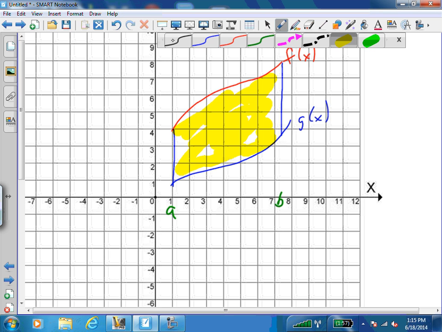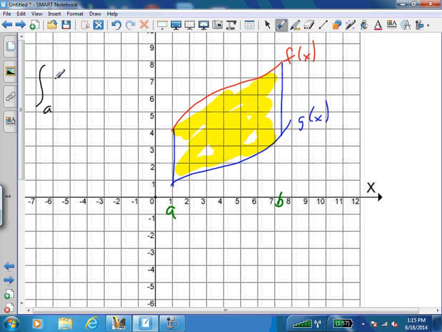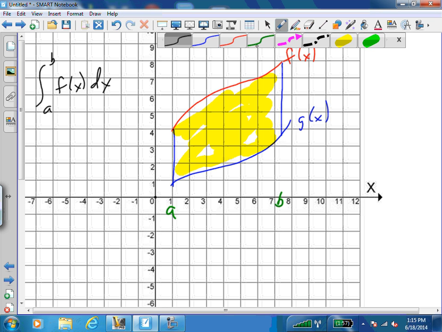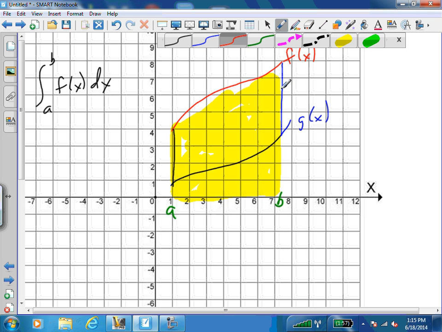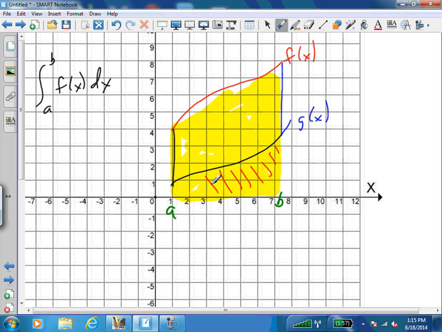Now, if we integrate from a to b f, if we integrate f from a to b, that gives us the area between f of x and the x-axis. Well, notice that has some extra stuff in there. That extra stuff is all of this. But how could I find what that area is?